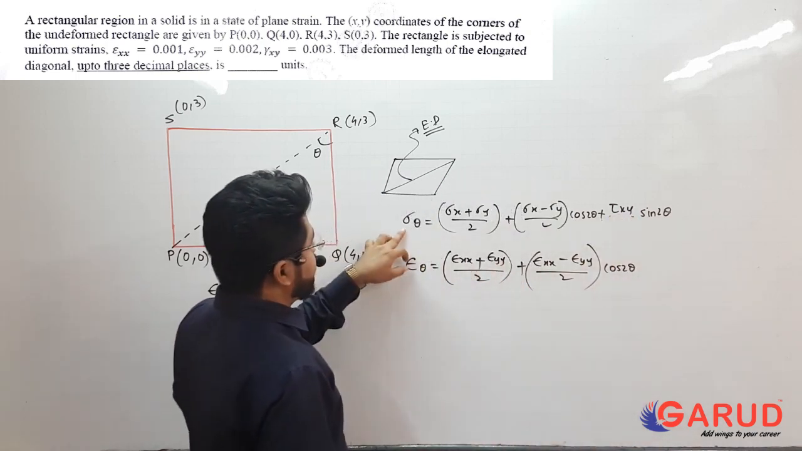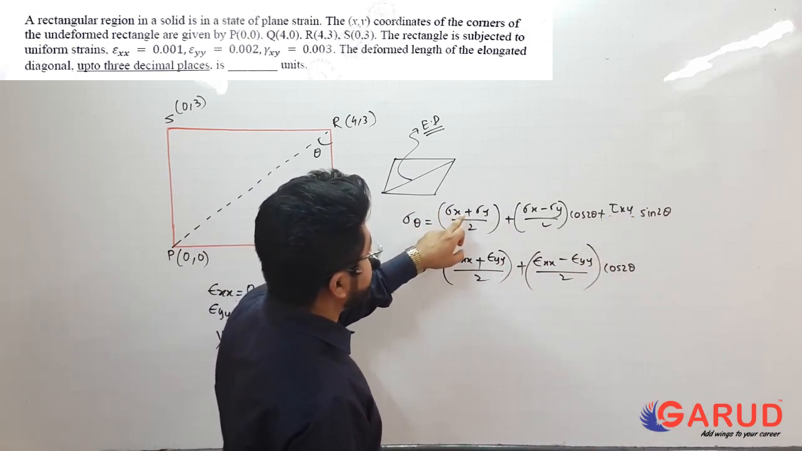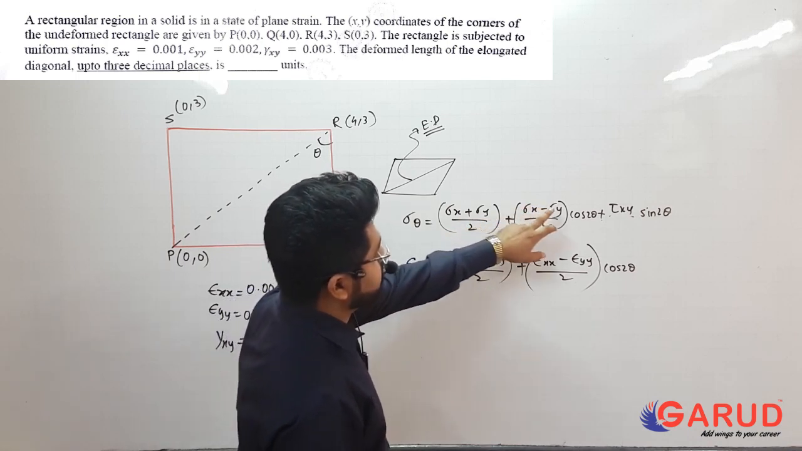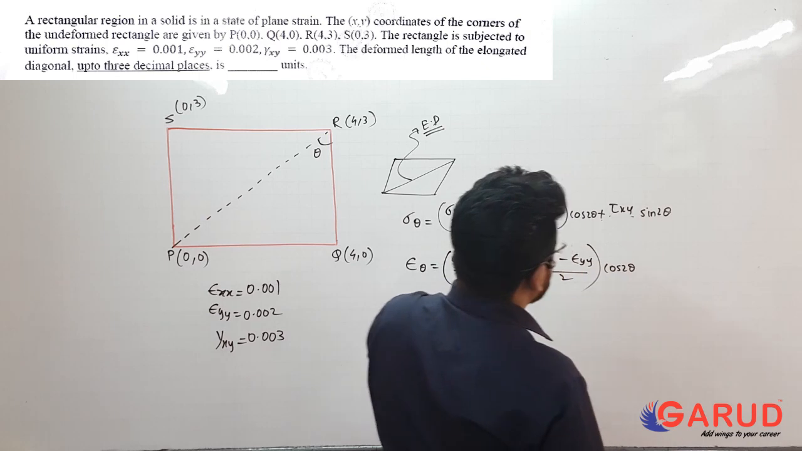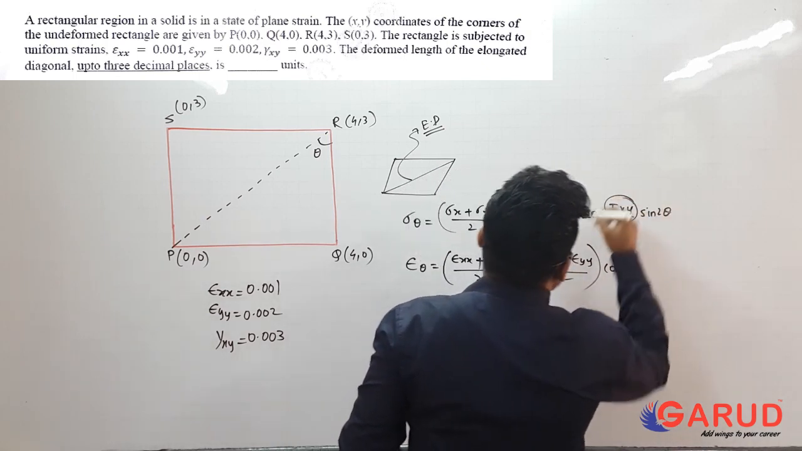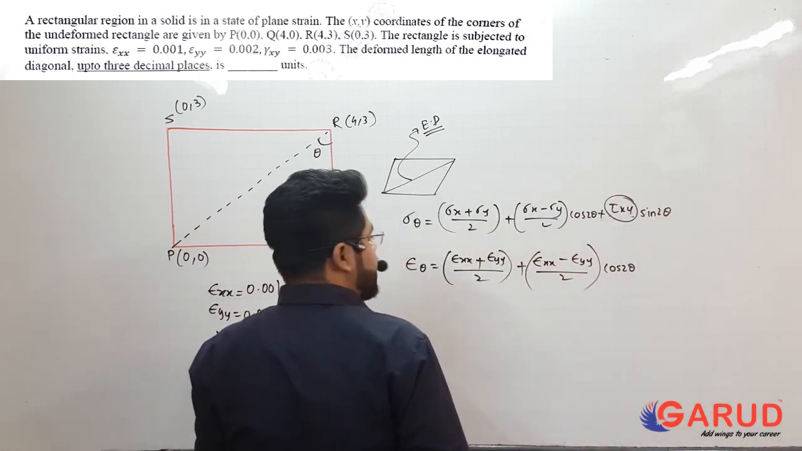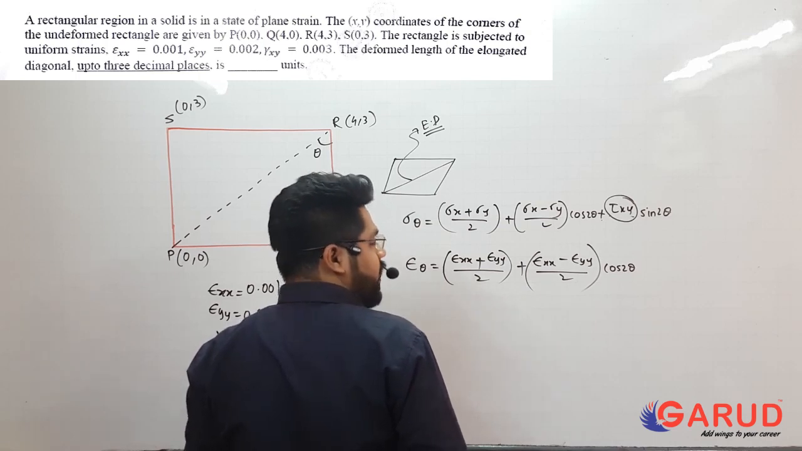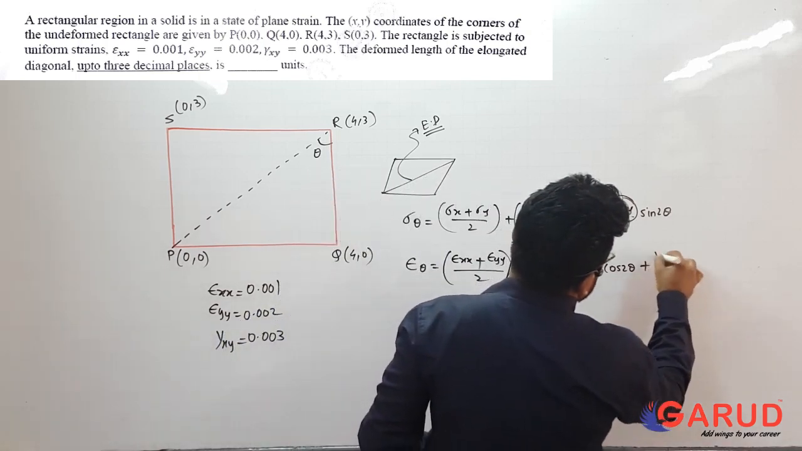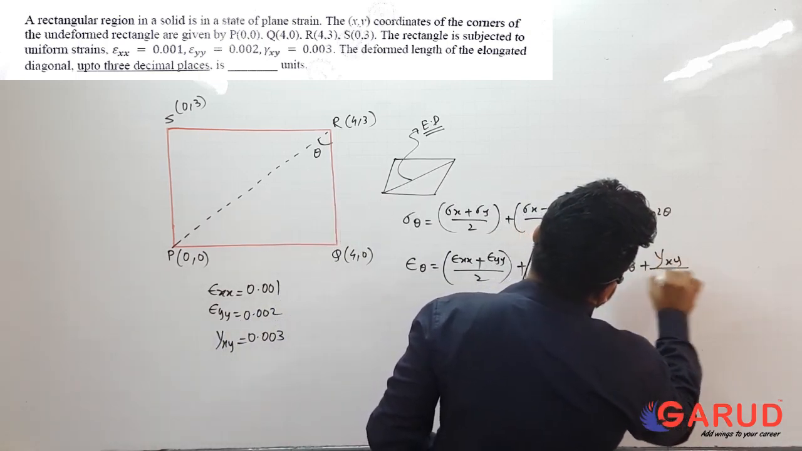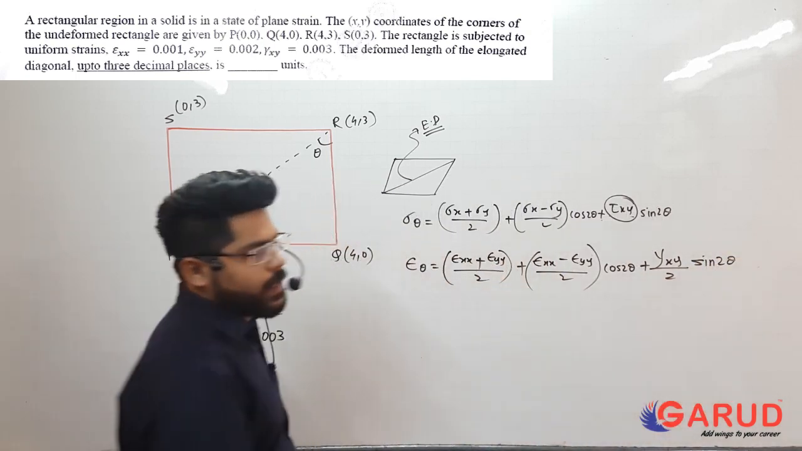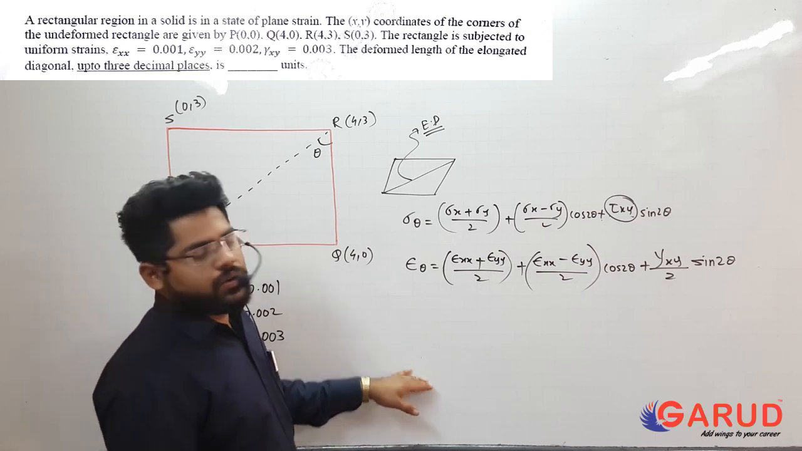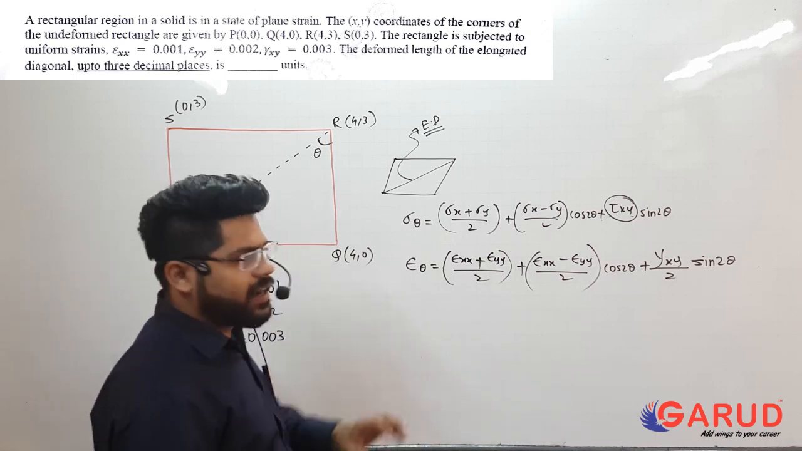The stress formula is sigma theta is equal to sigma x plus sigma y by 2 plus sigma x minus sigma y by 2 cos 2 theta plus tau xy sin 2 theta. Over here, wherever there is tau xy, it becomes gamma xy by 2. The formula will be plus gamma xy by 2 sin 2 theta. Okay, so this is the formula to find out the strain at any particular plane.